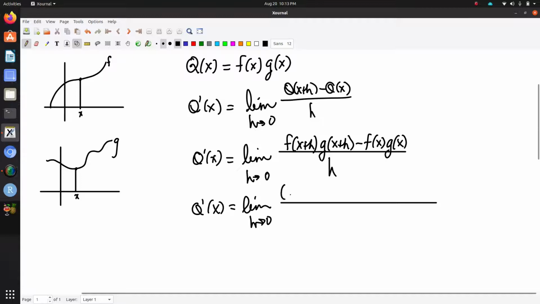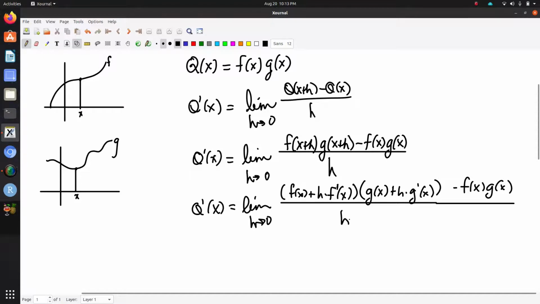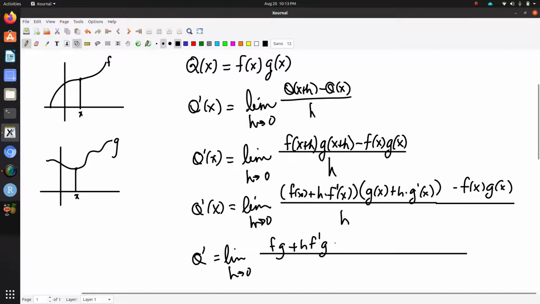Okay, so f of x plus h was f of x plus h times f prime of x, and g of x plus h is g of x plus h times g prime of x. Thank goodness we're going to subtract that f of x and g of x because we've got way too many terms as it is. But we're going to FOIL, and then I'm going to drop all those letter x's because they're really annoying. I'm just going to write it this way. Okay, so I have f times g plus h f prime g plus h f g prime plus h squared f prime g prime minus f g, all over h, and these guys cancel out.